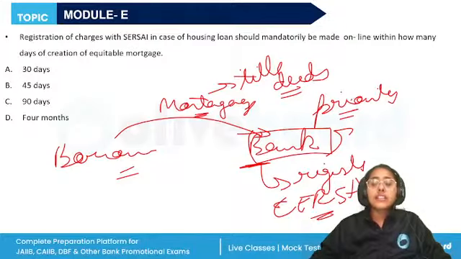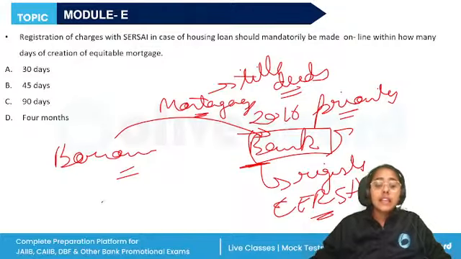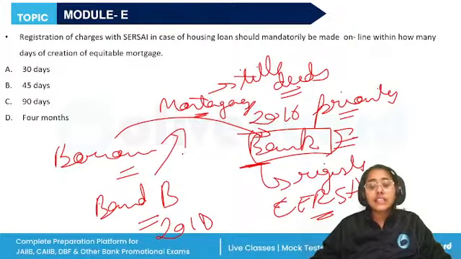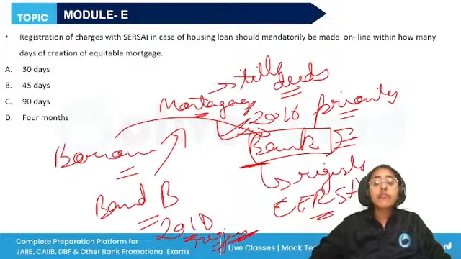And if they do not get it registered, even though the loan that they have sanctioned was, let's say, in 2016, later on they have not gotten it registered. Later on, Bank B had also given a loan in 2018 on the same property. So a second mortgage is created on the same property and they get it registered. So the priority, even though the loan was given first by Bank A, the priority will be given to Bank B because they have gotten the charge registered.